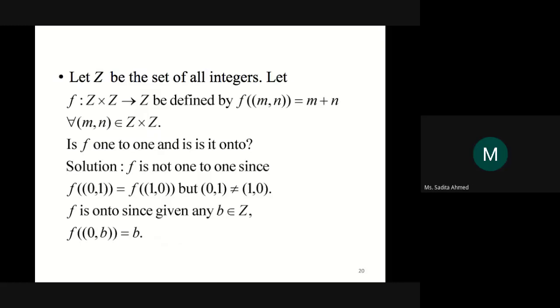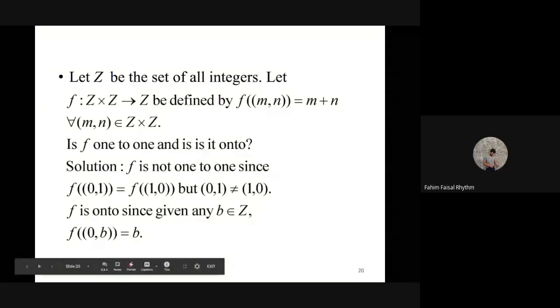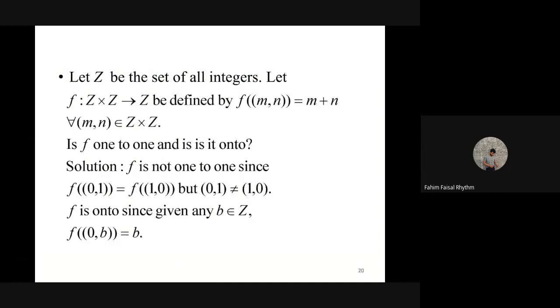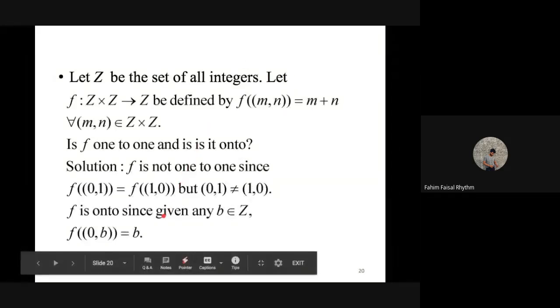Miss, I don't quite understand the Cartesian product. Like, how is this going to be the domain? Like (0, b), is this a single element? Consider it like that. (0, b), yes, that's one element. (0, b) is a single element.